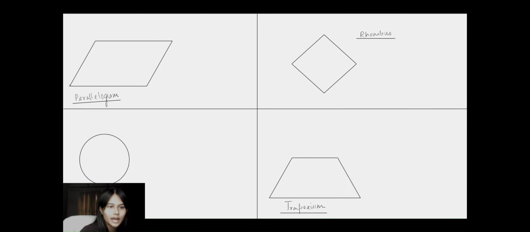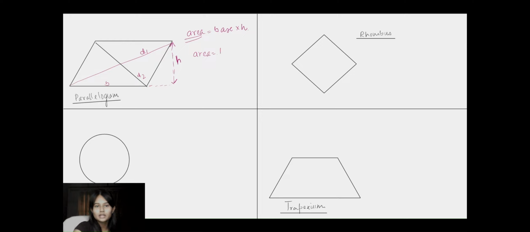So coming to parallelogram. Now we know that in a parallelogram we have two diagonals, right? This D1 and D2, and we have a base. Now area is nothing but base into height. What is height? How will you get the height of a parallelogram? This is the height of a parallelogram. So base into height gives the area of the parallelogram. And if we want to get the area from the diagonals, that is half D1 D2. Alright.